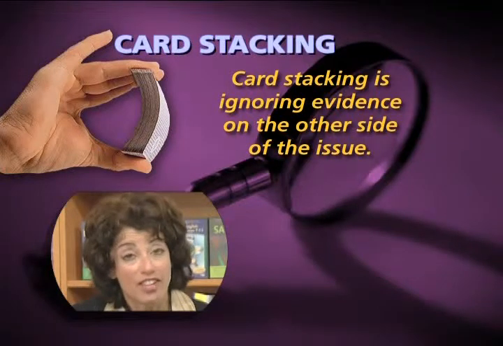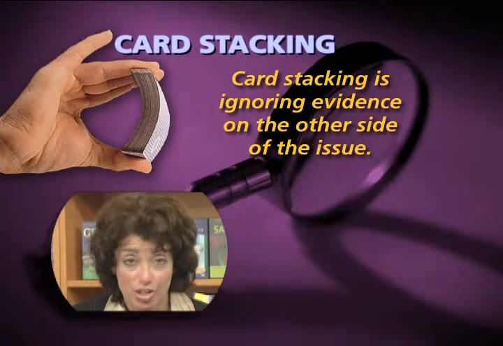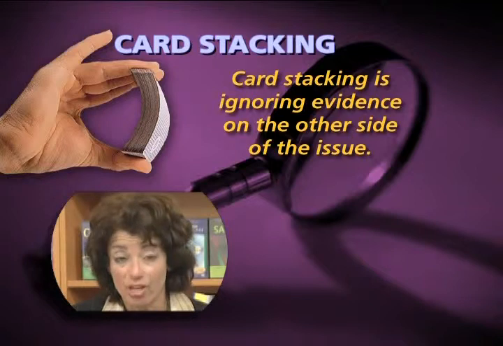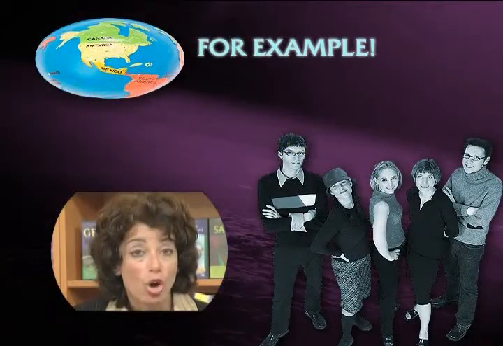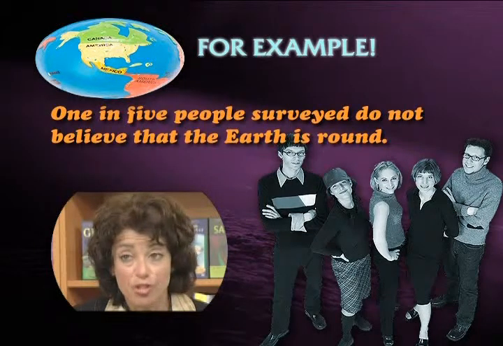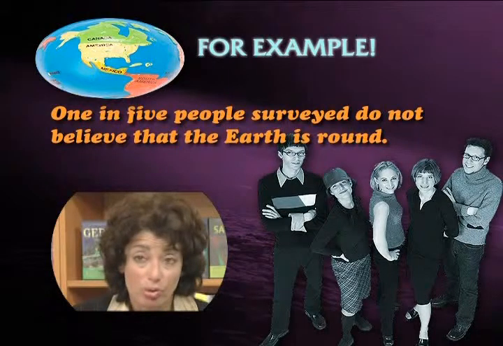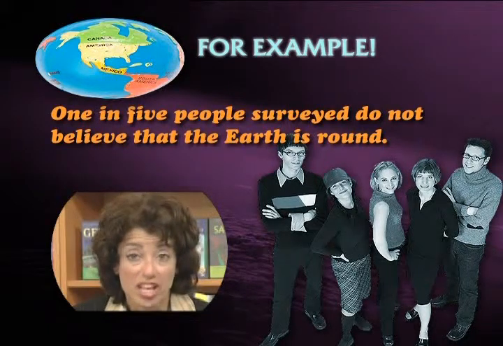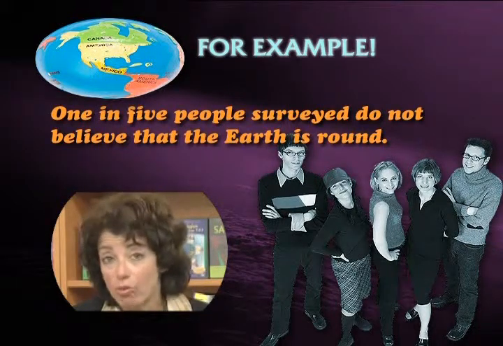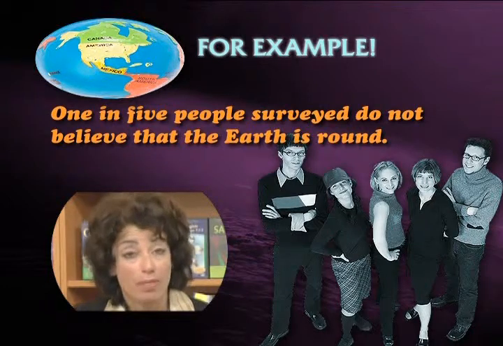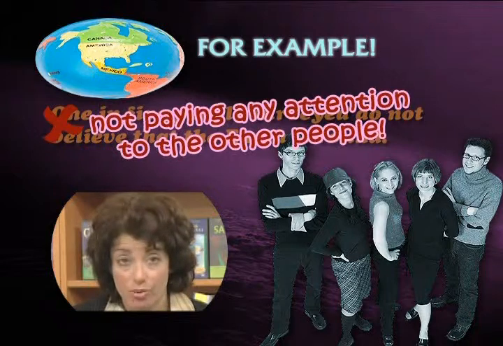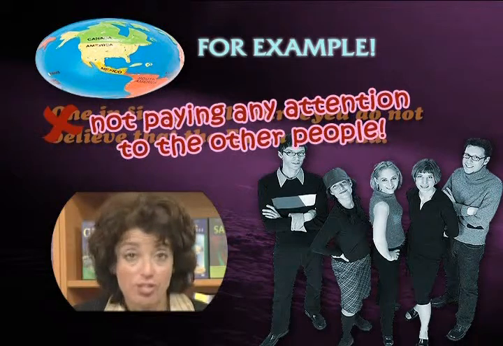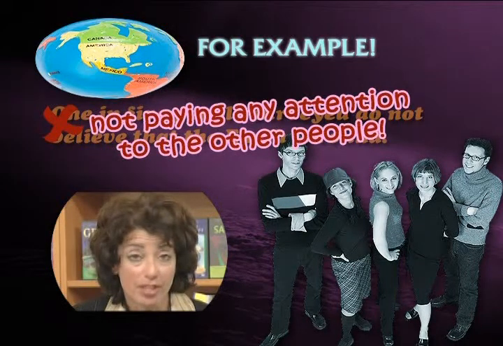is ignoring evidence on the other side of the issue. So you take all the cards and all the proof on your side and you ignore the opposition. For example, 1 in 5 people surveyed do not believe that the earth is round. Well, it could be that 1 in 5 people questioned it, didn't answer, or maybe they answered, I don't know, or they answered, I don't care. But this writer is not paying any attention to the other people and what they said. That undermines the writer's believability or credibility.